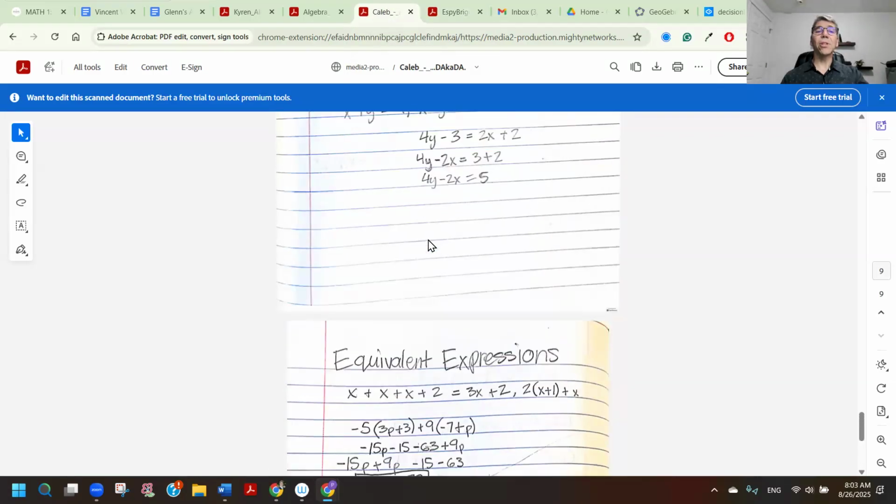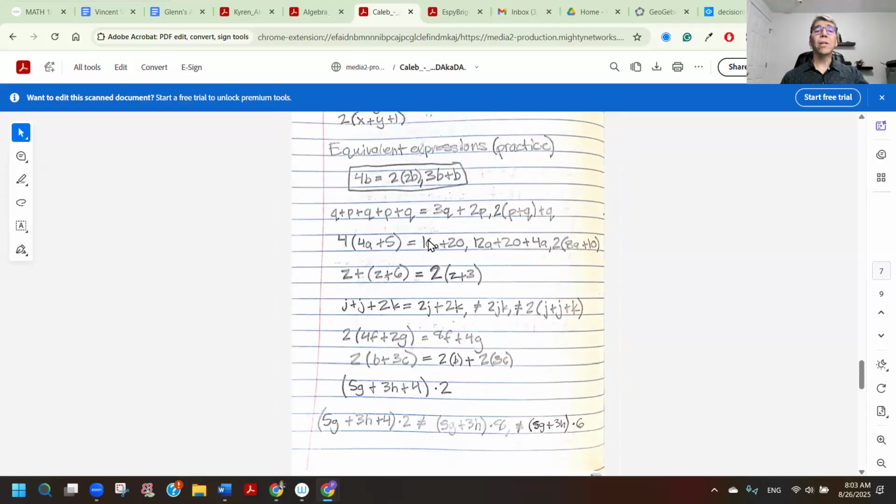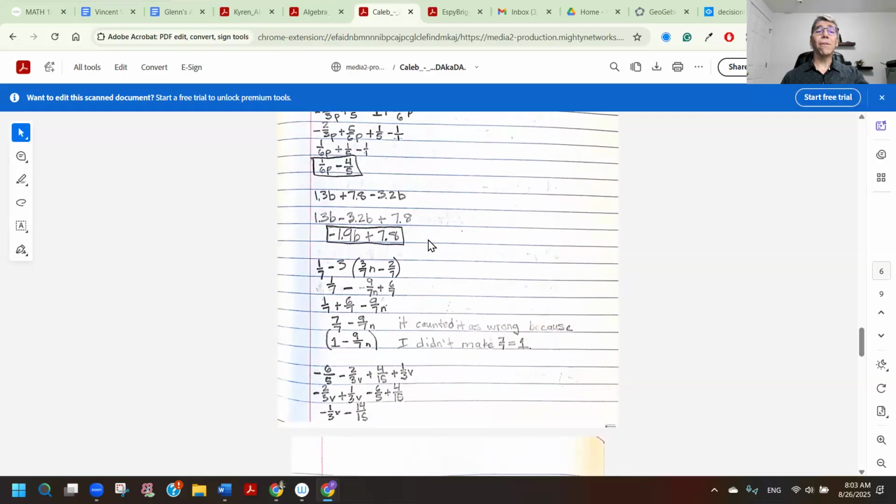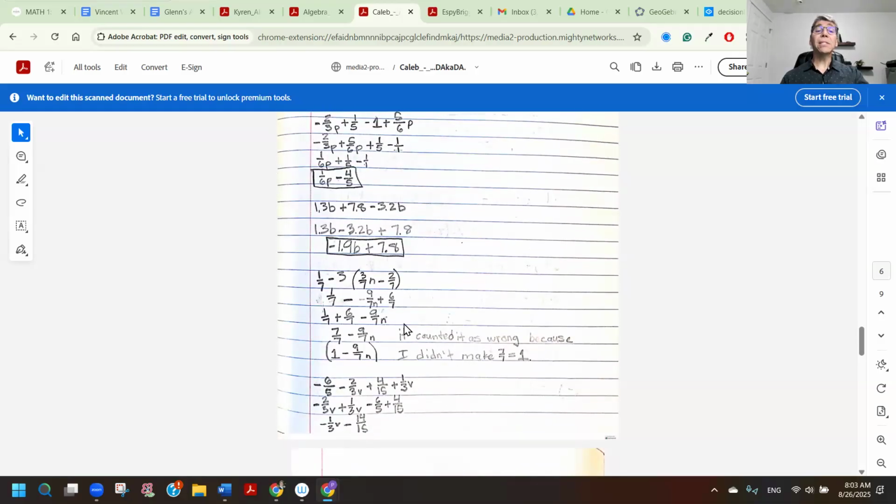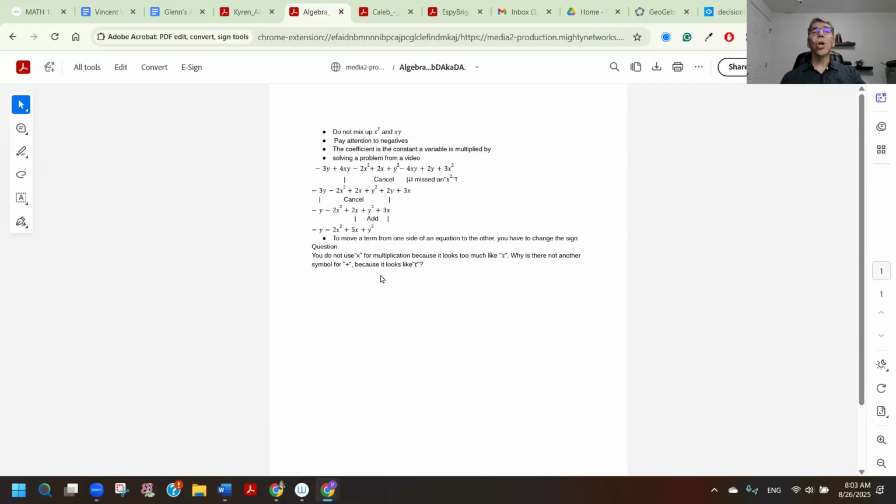And then these are Caleb's notes, also very good, clearly written. I love that. Okay. This is very interesting and very good, Caleb, that you indicate why it counted it wrong. Whenever I make a mistake and get a problem wrong, I try to figure out what it was that I did wrong. I learn more from my mistakes than anything else, really. So very, very good.